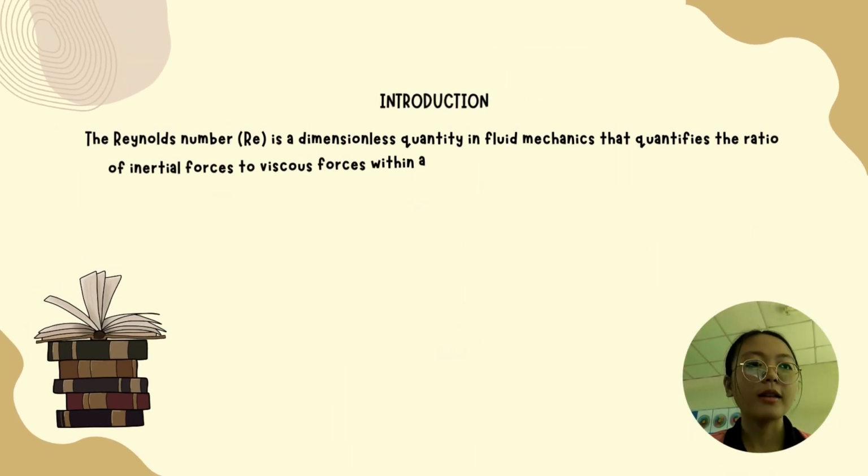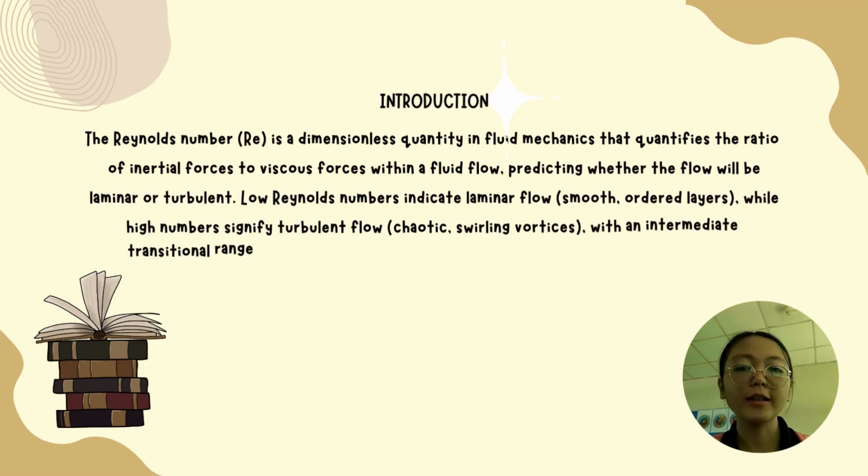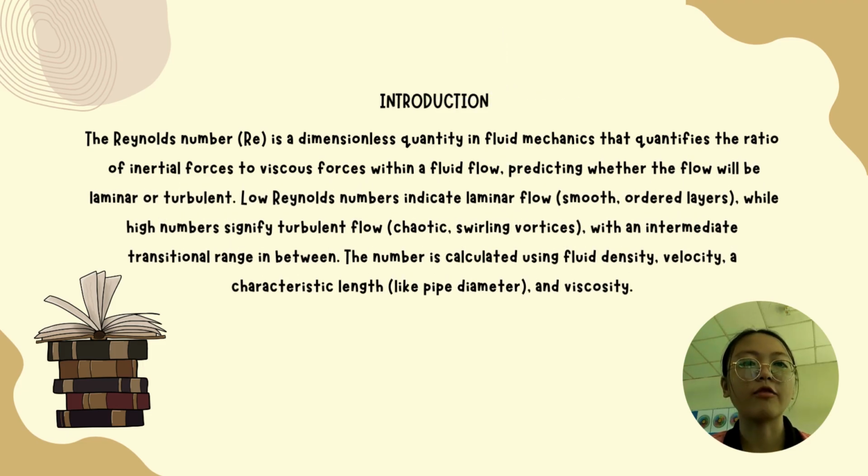The Rayleigh number is a dimensionless quantity in fluid mechanics that quantifies the ratio of inertial forces to viscous forces within a fluid flow, predicting whether the flow will be laminar or turbulent. Low numbers indicate laminar flow, which is smooth and ordered layers, while high numbers signify turbulent flow, which is chaotic and swirling vortices, with an intermediate transitional range in between. The number is calculated using fluid density, velocity, a characteristic length like pipe diameter, and viscosity.